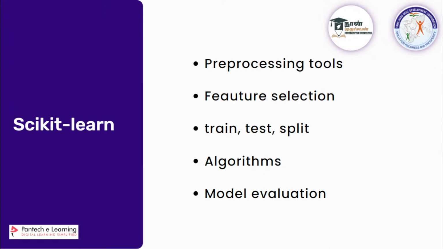The next will be the pre-processing tools and the remaining things, for example feature selection, train-test split, algorithms, and models. For all these things, how are you going to do it? There is a library available, which is scikit-learn. This is a famous machine learning library for performing these tasks.